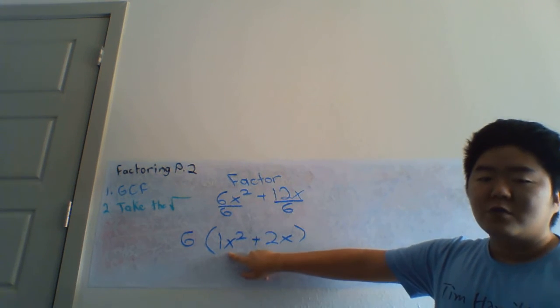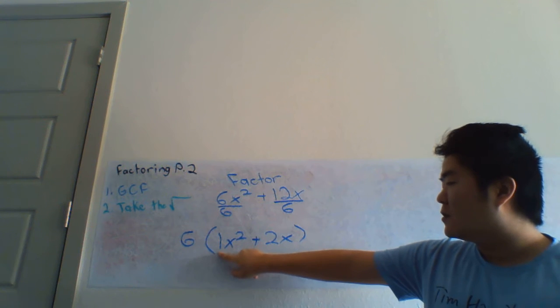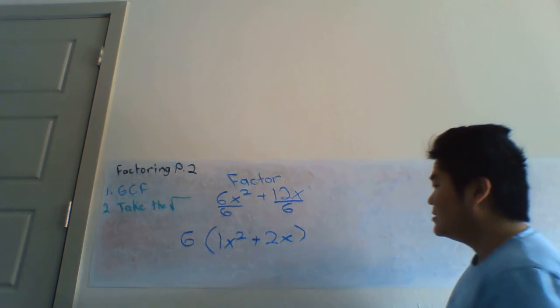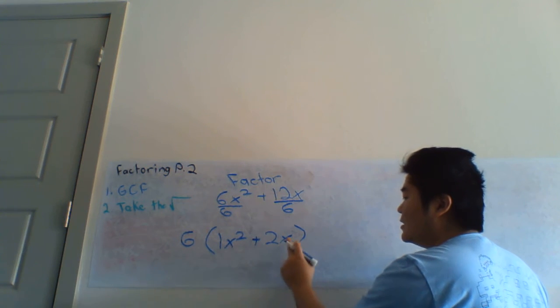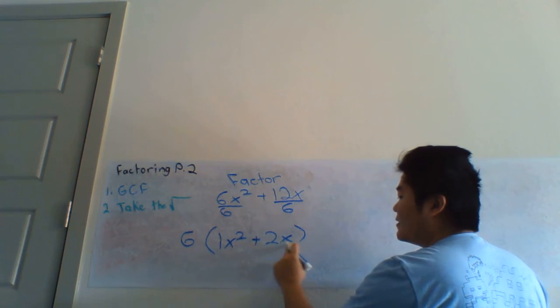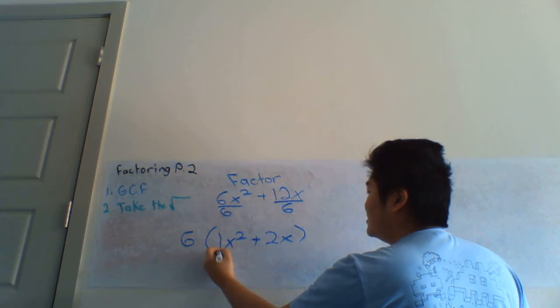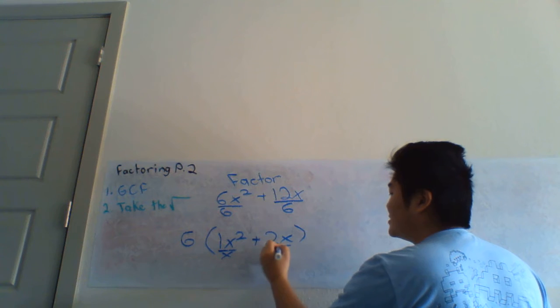But I can do one more thing. After I look at the numbers, now I can look at the variables, the letters. So here I've got x squared and x. They both have an x, so I'm going to take out one of the x's from both of them. So divide this by x, divide this by x.